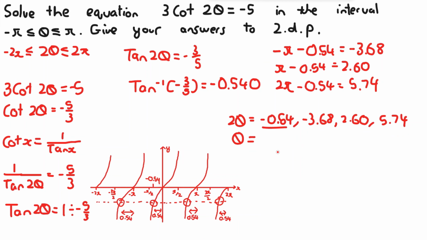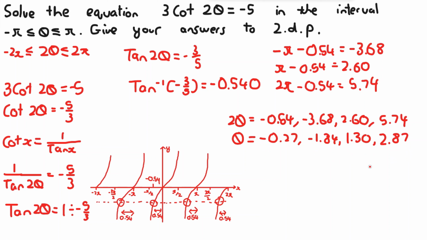So minus 0.54 is going to be equal to minus 0.27. Minus 3.68 divided by 2 is equal to minus 1.84. 2.60 divided by 2 is equal to 1.30. And 5.74 divided by 2 is equal to 2.87. So these are the final answers. Theta is equal to minus 0.27, minus 1.84, 1.30 and 2.87.